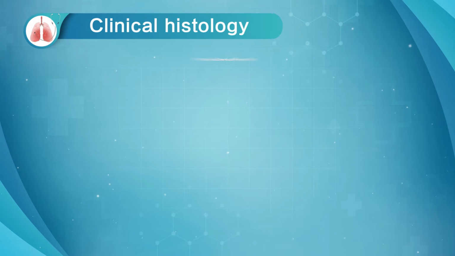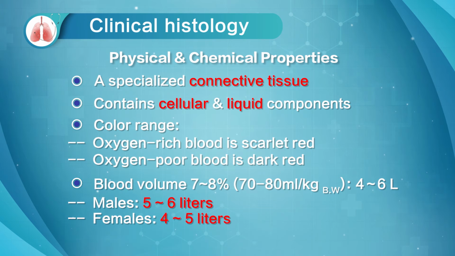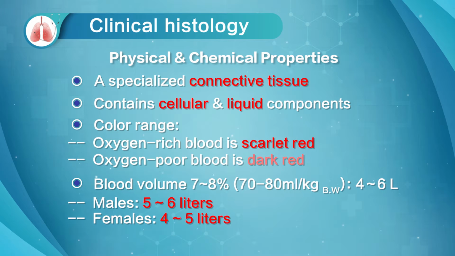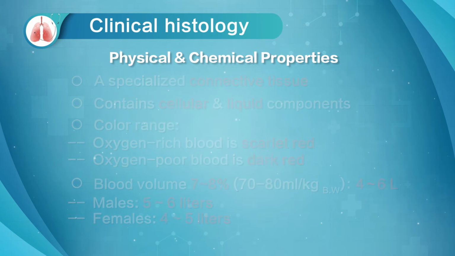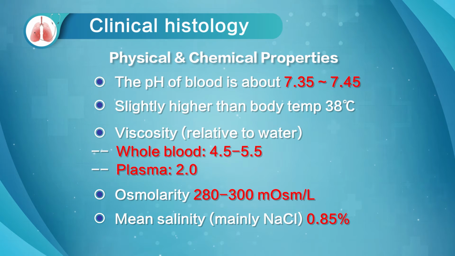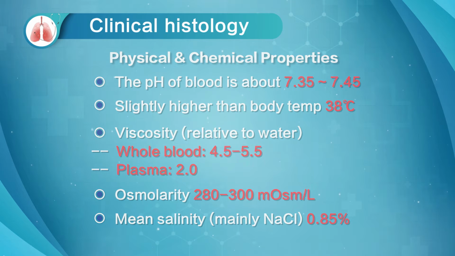Blood is a specialized connective tissue and is the only liquid tissue in our body. Color ranges between oxygen-rich scarlet red and oxygen-poor dark red. Total blood volume is equal to 7 to 8% of body weight, or around 4 to 6 liters. The pH value is between 7.35 and 7.45. The temperature is around 38 degrees Celsius, and other parameters are listed here in the slides.